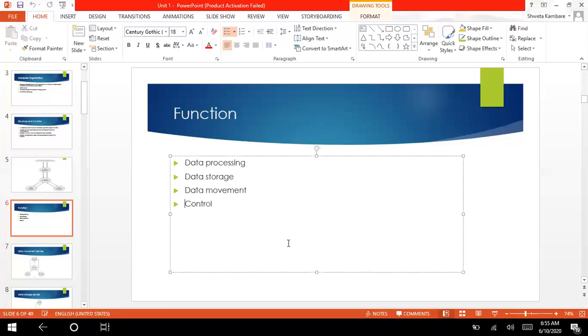Okay, so we have discussed computer architecture and organization, and we have also talked about the main functions of your computer. Remember these functions: data processing, data storage, data movement, and control. These are very important operations.